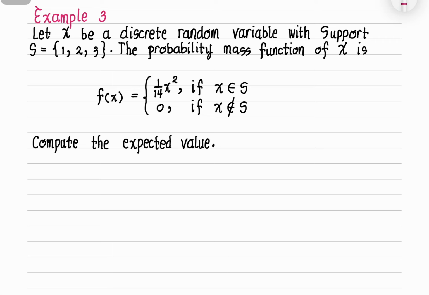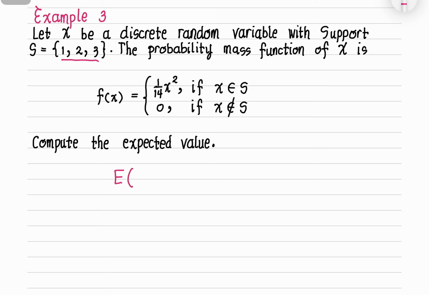Let x be a discrete random variable with support s. So, ang ating s natin dito naman, yung x is an element with its support, ay 1, 2, and 3. The probability mass function, or the PMF of x, is given by f of x equals 1 over 14 x squared if x is an element of its support, 0 otherwise. Compute the expected value. Same lang sa example number 1 and 2 natin. So let me write the formula.